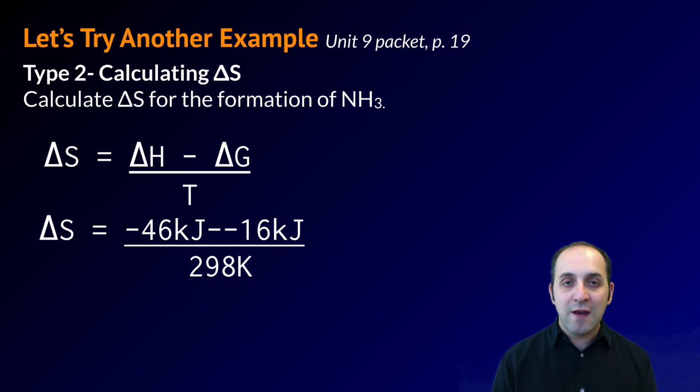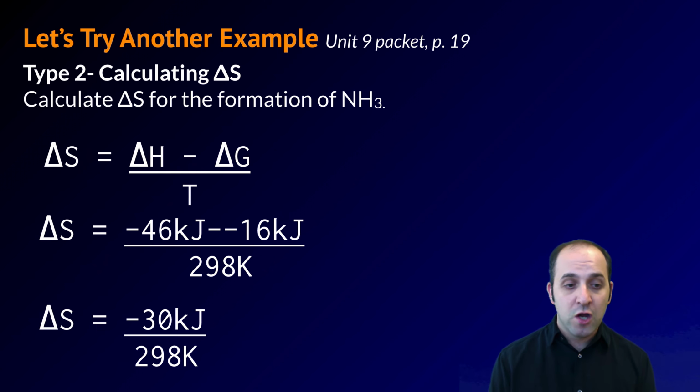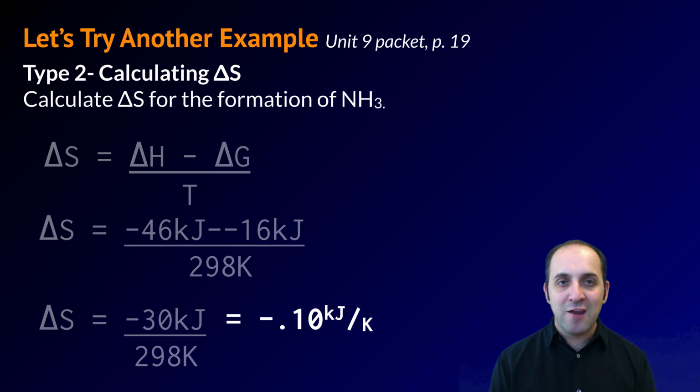So it becomes negative 46 kilojoules minus a negative 16 kilojoules over the temperature for reference table B, which is 298 degrees Kelvin. Doing this, we wind up with negative 30 over 298, which winds up being negative 0.10 kilojoules per degree Kelvin as our delta S value. There is a decrease in entropy associated with the production of ammonia at this particular temperature. Does that make sense? If it doesn't, make sure you write down any questions you have, and then we can move on.